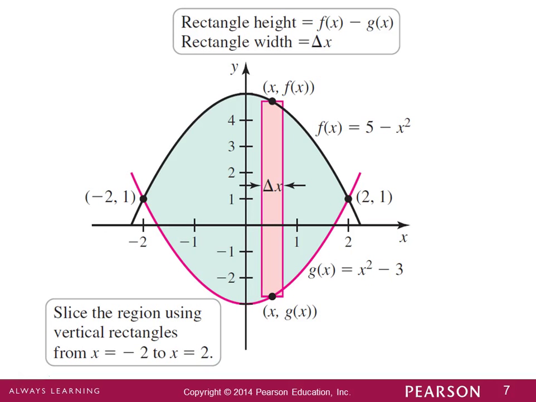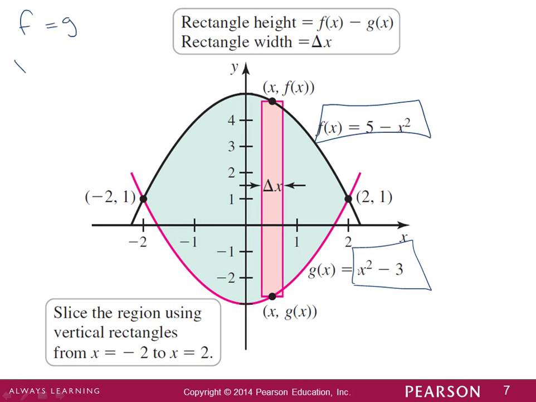Say we have a function f of x is equal to 5 minus x squared, and g of x is equal to x squared minus 3, and we want to find the area that is bound between the two. Now, in this situation, we're not given an interval, so we have to do a little bit of legwork to find the interval, and we have to set these two equal to each other, and we have to ask, when is f equal to g?